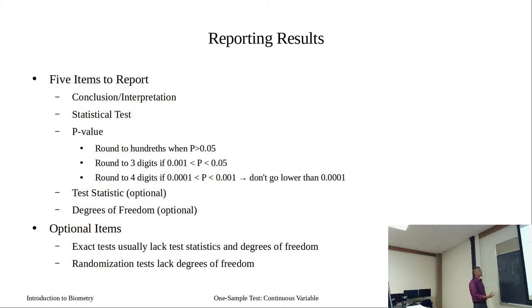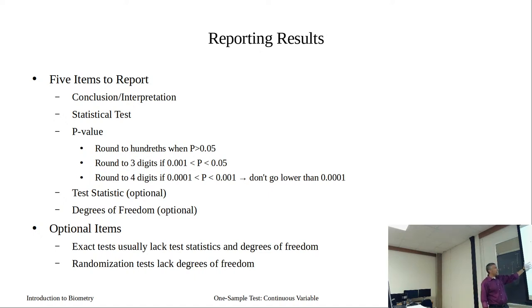Second item to report is our statistical test. What test did you perform? The third item is going to be our p-value. Our fourth item will be the test statistic. And our fifth item is the degrees of freedom.